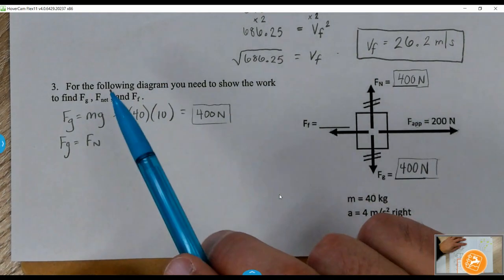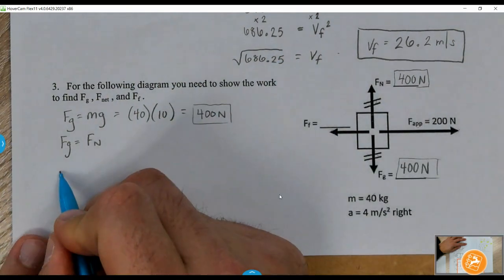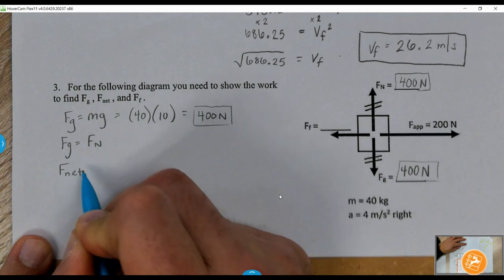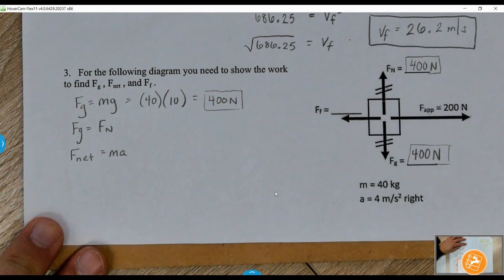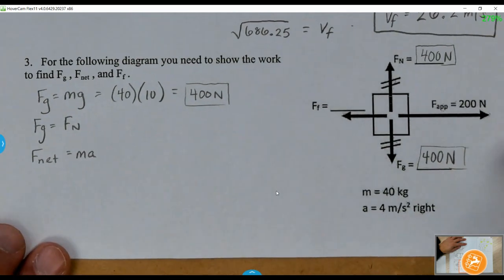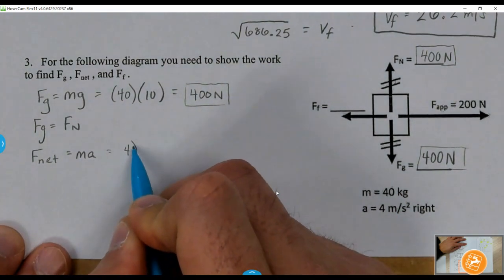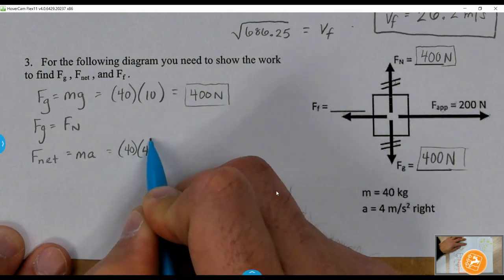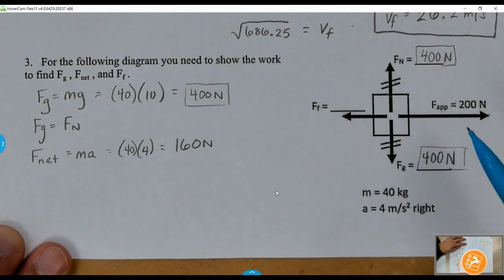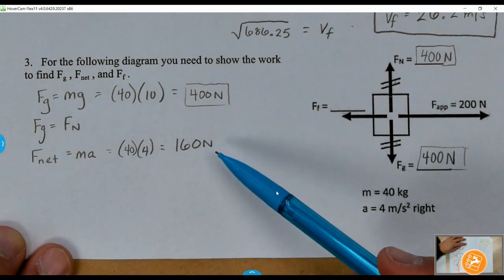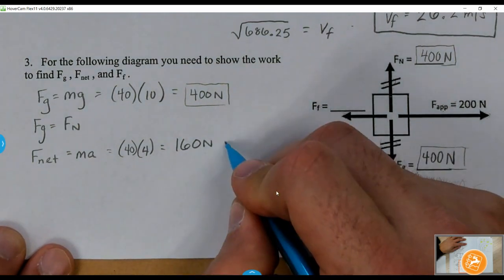Okay. Now the next thing I asked you guys for is F net. The equation for net force is an object's mass times acceleration. You are given the mass and acceleration here, so we're going to do 40 kilograms times 4 meters per second squared. This gives us 160 newtons, but what direction is this going to be? Good. The net force is in the same direction as the acceleration. Now that's important.